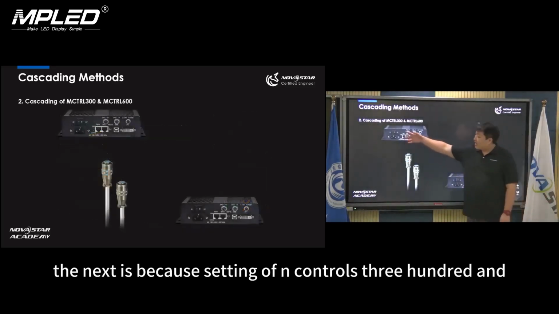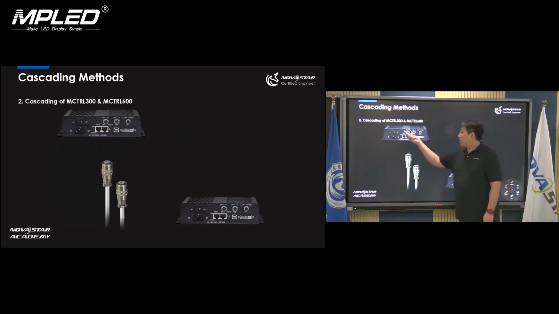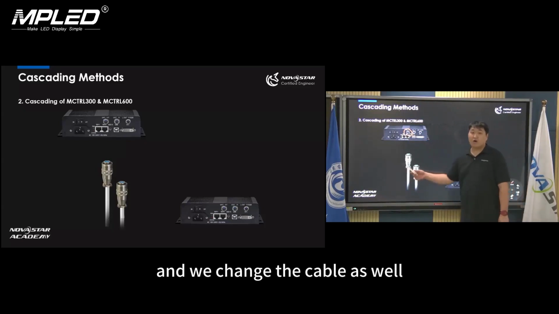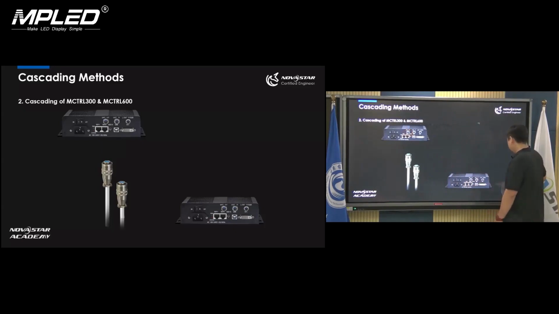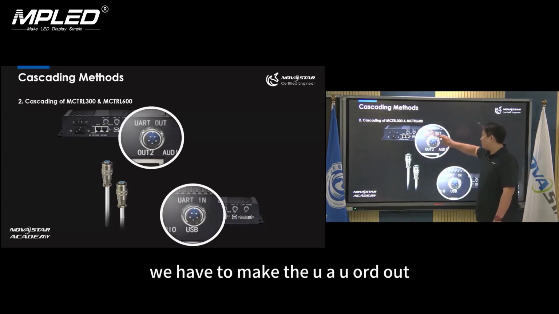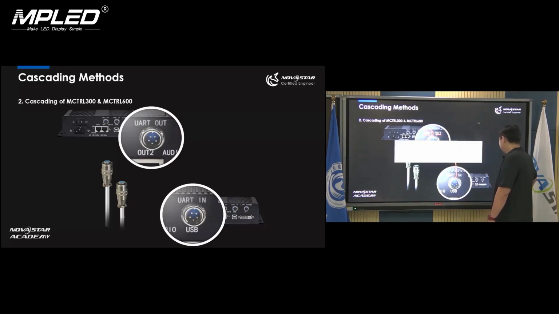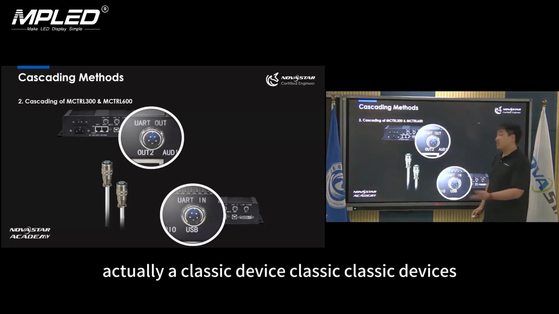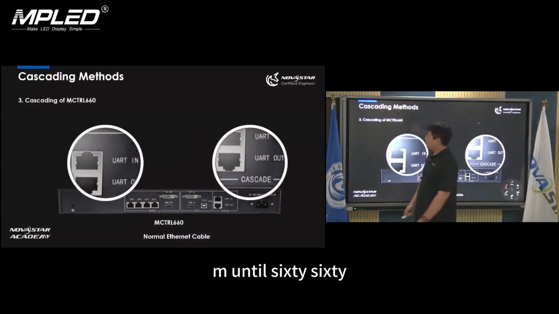Okay, the next is the cascading of M-Control 300 and 600. We integrate the 5-pin connector into small round connectors, and we changed the cable as well, so it's really easy to find it in the box. Still the same, we have to connect UART out directly to the second device's UART in. That's really a classic device.